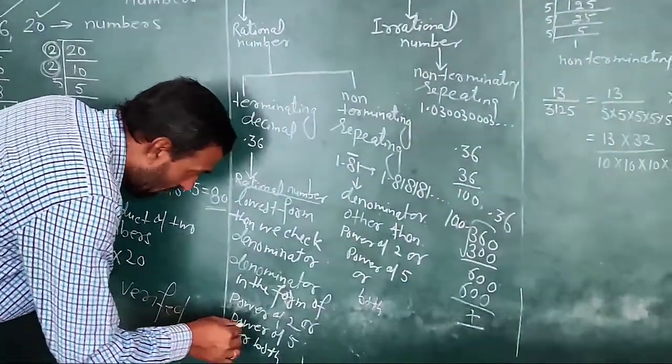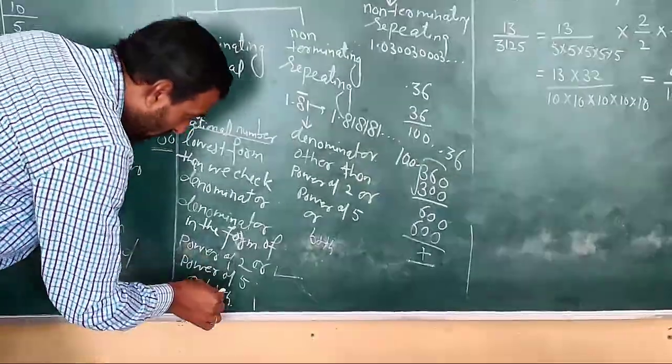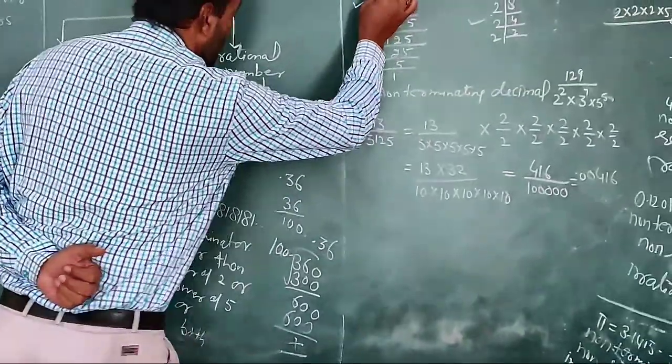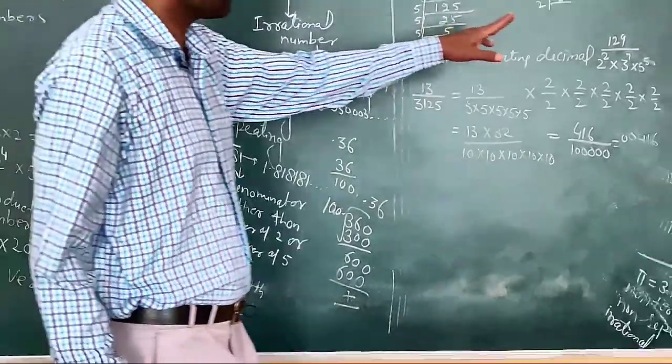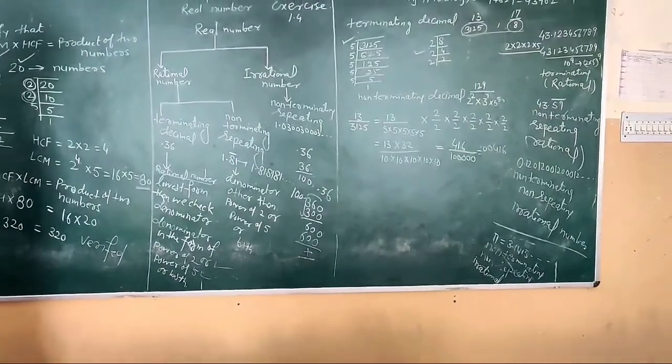Terminating: look at this, power of 2, this is power of 5, and both mean factors together 2 into 5. These are the qualities of a terminating decimal.